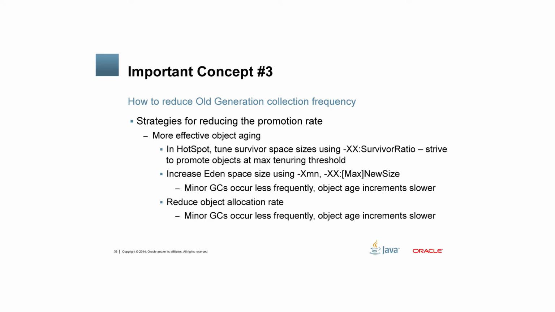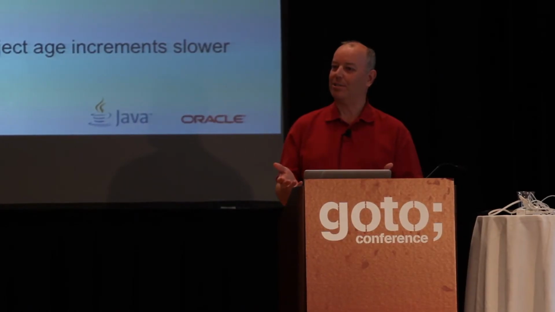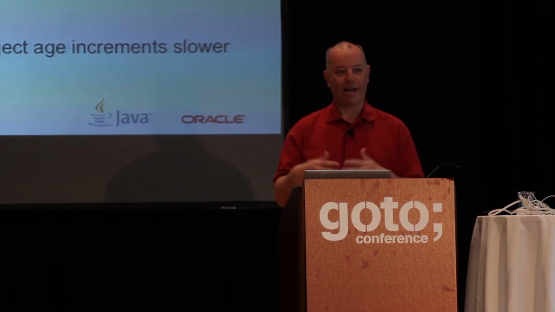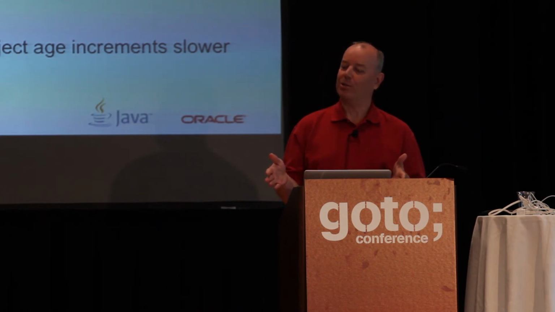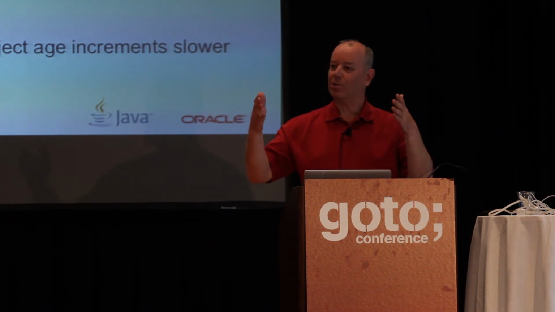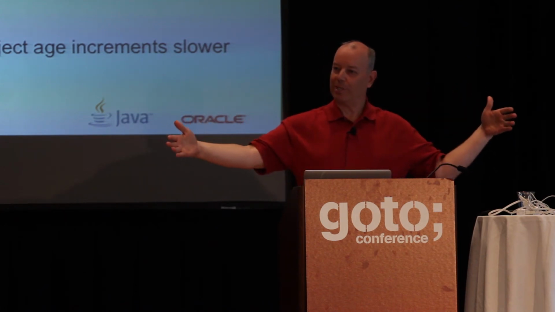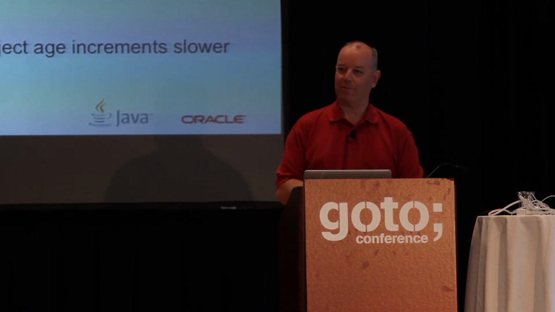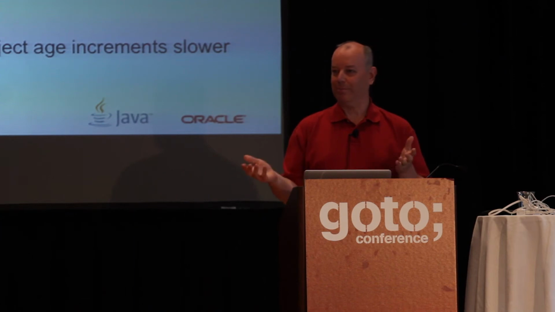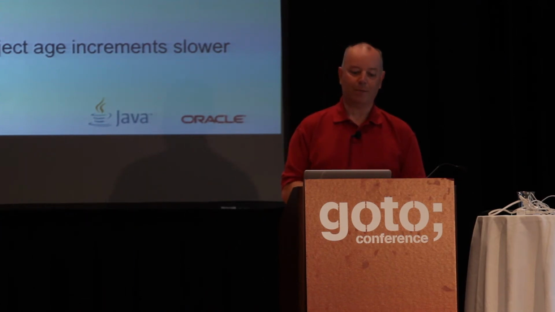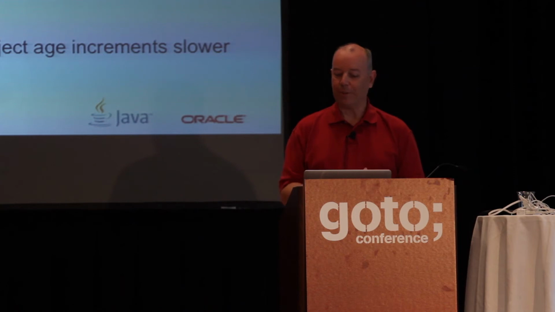What this will do is cause minor GCs to occur less frequently, which means that the age of the object increments more slowly. Remember, the age of the object is the number of minor GCs that it survived. So if minor GCs occur less frequently, that age increments slowly, which gives a longer period of time for the object to age in the survivor space. Another one here is reducing the object allocation rate. Again, when you reduce the object allocation rate, your minor GCs occur less frequently, and your object age increments slower.